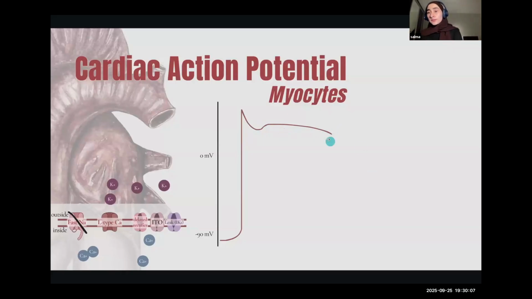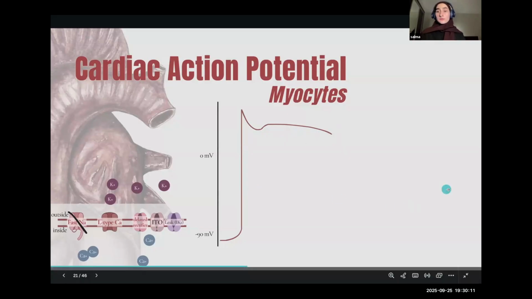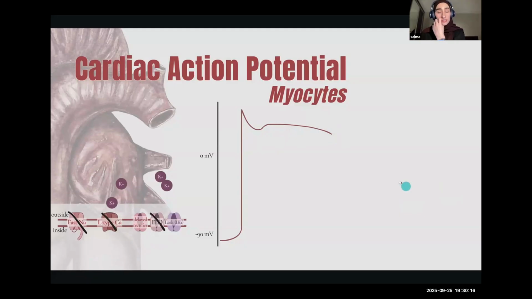Okay? At this point, the calcium and potassium are fighting against each other, but then our calcium channels just close. And all you have left is your potassium channels. You have your potassium leaving through delayed rectifier channels and through the leak channels. What's that going to cause?